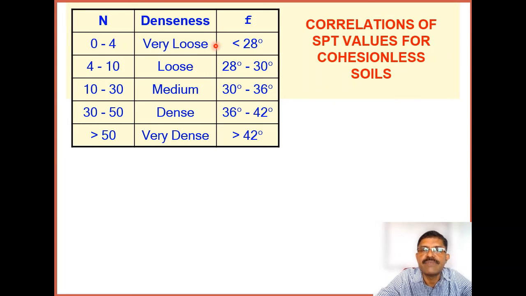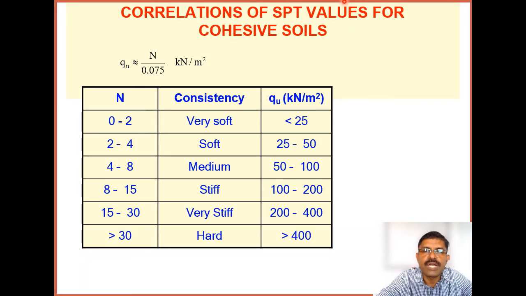These are some of the correlations for SPT value. For cohesionless soil, phi, and the N value corresponding to the state of the soil, and the phi value is given in this. Correlations for SPT values for cohesive soil, the expression is given in this.